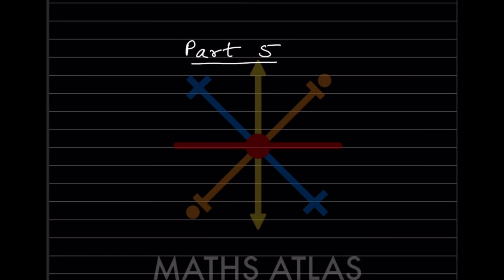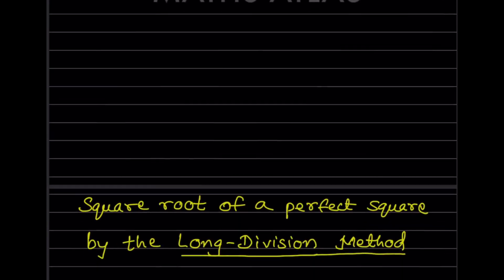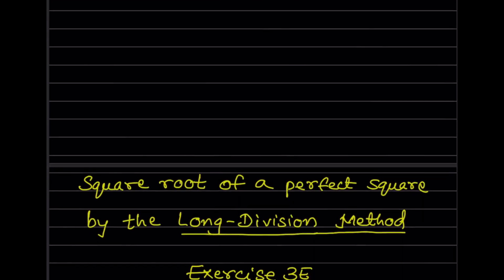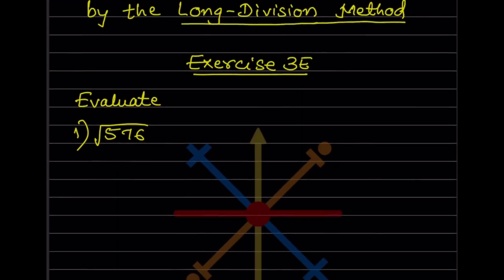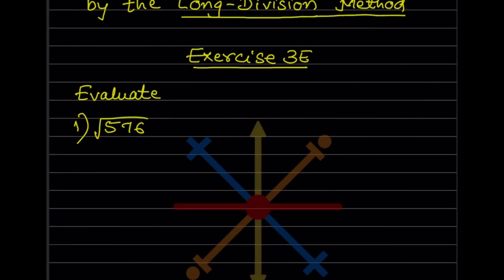So today let us do part 5 of the same chapter, that is squares and square roots. Here we are going to see how to find the square root of a perfect square with the help of the long division method. Look here, this is given: the square root of 576. We are going to do this with the help of the long division method. First we'll write 576.